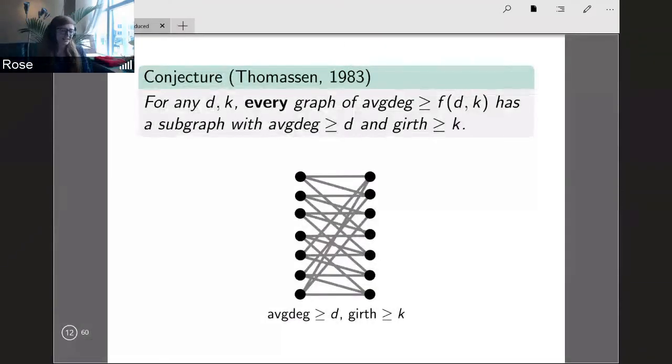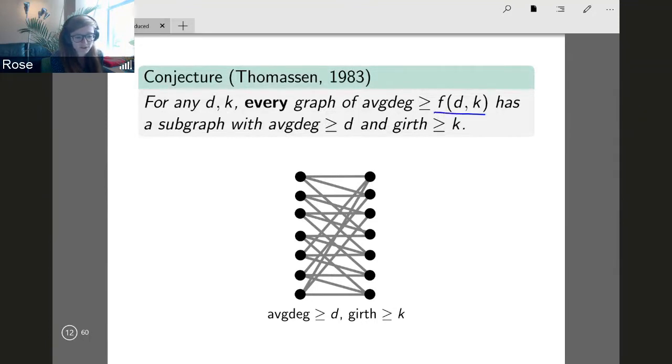So in 1983, Thomassen conjectured this really exciting idea, which is not only do these graphs exist, which is sort of surprising already, but also they're unavoidable in the sense that every sufficiently dense graph has one of these graphs as a subgraph. What I mean by that is that for any d and k, every graph of average degree sufficiently large as a function of d and k has a subgraph of average degree at least d and girth at least k. I'm going to be using this notation throughout the talk.